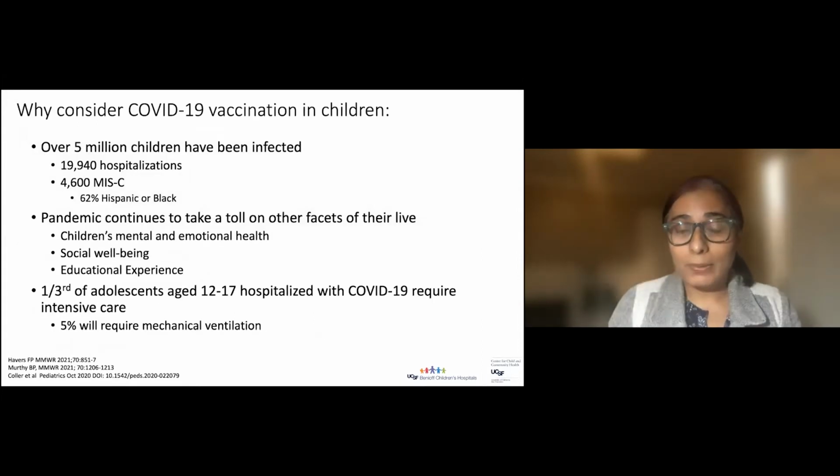Why consider COVID-19 vaccination in children? A lot of people ask that question. So to put in context, 5 million kids have been infected, over 20,000 hospitalizations, and almost 5,000 cases of MIS-C. The pandemic continues to take a toll in all facets of their lives. Children's mental health, emotional health, social well-being, educational experience has been greatly impacted. And 1/3 of adolescents aged 12 to 17 hospitalized with COVID-19 require intensive care, and even 5% of them require mechanical ventilation.